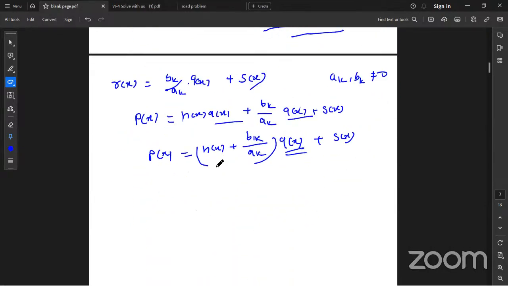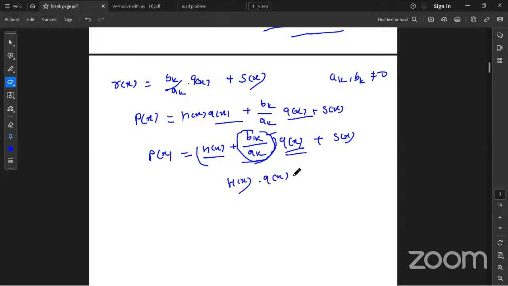Since this is well defined and this is a real number, because bk and ak are constants and both are not equal to 0, then this is a proper real number, right? Hx is a polynomial. Here, this is a constant polynomial. If we add two polynomials, what will you get? You will get another polynomial, right? So suppose this is your capital Hx.